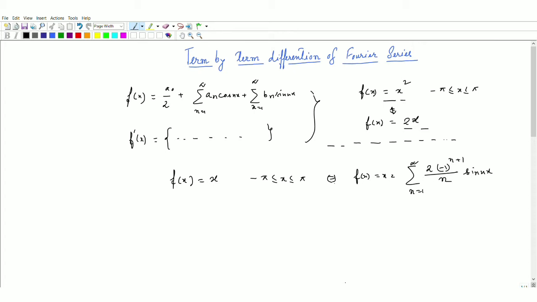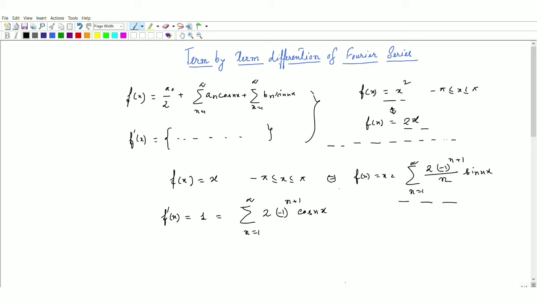So I have not done all the in between steps. I have simply written down the final Fourier series of this function. Now if you do the differentiation of this function, that will be f dash x, it will become 1. So in the right hand side also you have to do differentiation. So after differentiation you will obtain summation from 1 to infinity, this n will be cancelled because another n will come in the numerator. So 2 times (minus 1) to the power n plus 1, and sin nx becomes cos nx.